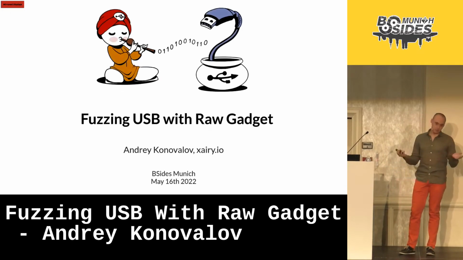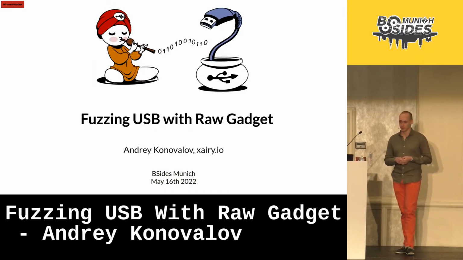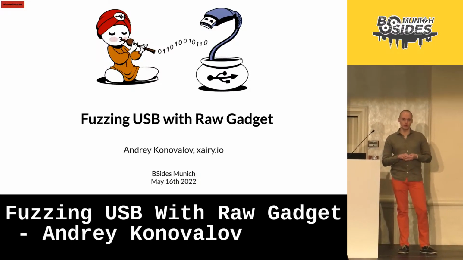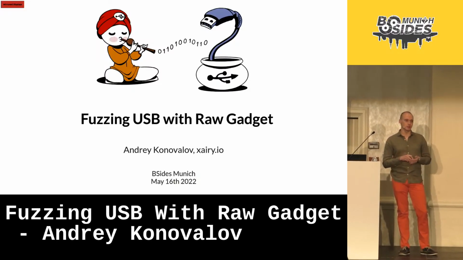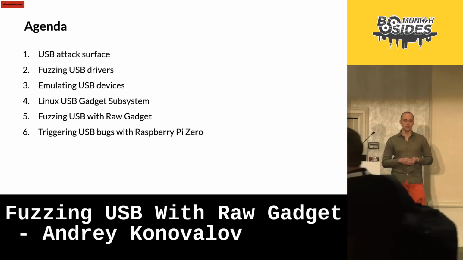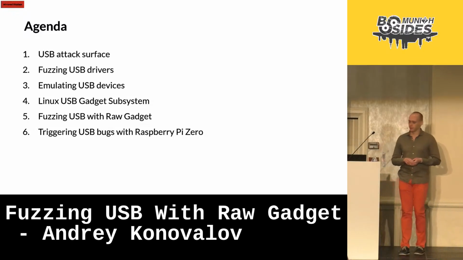So, hi, my name is Andrei, and I'm a security researcher, and I mainly work with the Linux and Android kernels. My talk is called Fuzzing USB with Raw Gadget, and essentially this talk is about trying to find a particular type of vulnerabilities in the Android USB stack. I'm going to start with briefly describing the USB attack surface, but the part that I'm going to focus on are the USB drivers.